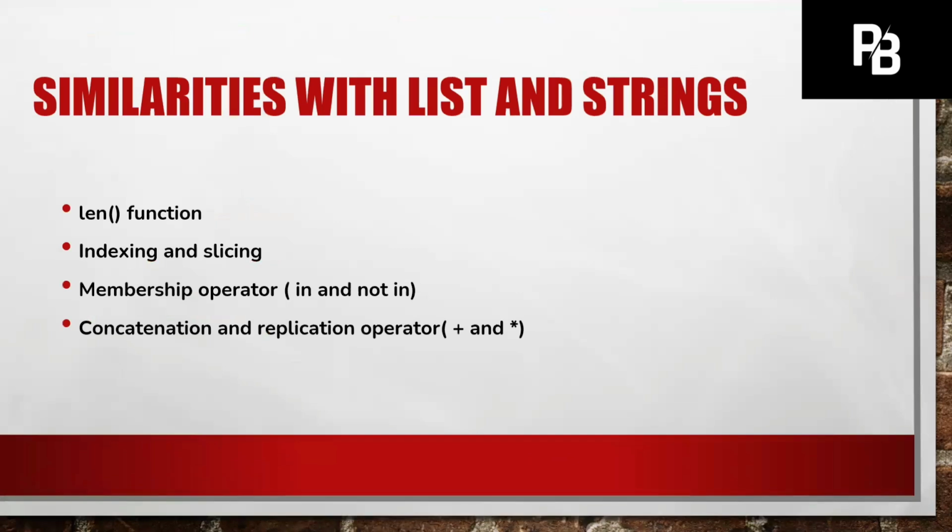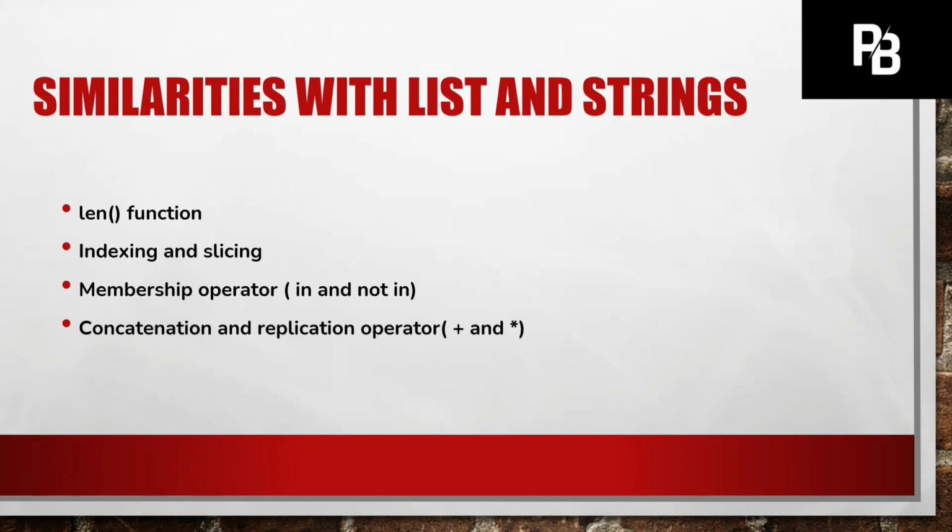Our first topic is what are the similarities of tuples with lists and strings. We have four basic similarities. One is the len function, then indexing and slicing. Next, we have the membership operator, and next we have the concatenation and replication operators. The len function we use in list, string, and tuple. Indexing and slicing are also the same way, and the membership operators in and not in we use in all three data types: the list, string, and tuples.